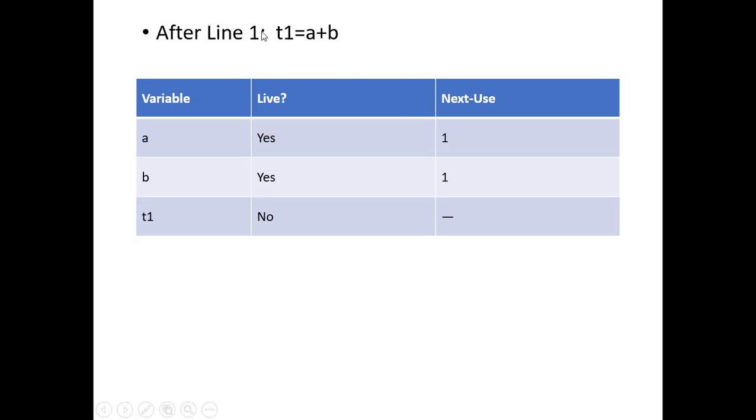After line 1, T1 equals A plus B. A is put as yes, that is live. B is also put as yes, that is live. And where it is used, that is line number 1, because these expressions are going to be used again and again, and also it is used in line number 1. So that is marked as yes and 1. T1 is marked as no live, because T1 always gets overwritten by a new expression, and no next use of T1.